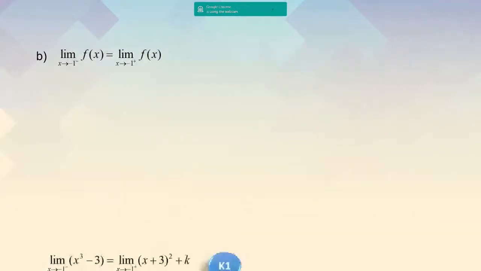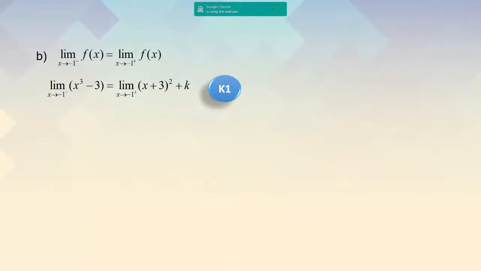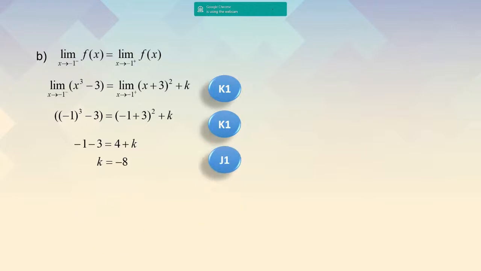Next, B. From the previous number line, you saw that from the left, the function is x cubed minus 3 and from the right, -1 from right is (x plus 3) squared. So you equate them and then substitute the limit x. Substitute x, then you get your k. You calculate, you get k equal to negative 8. First mark, second mark, substitute and simplify.